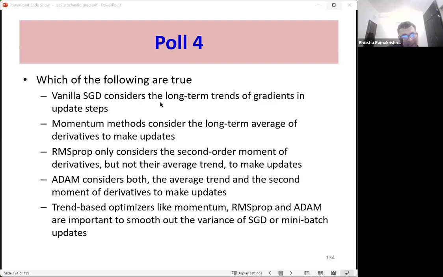So anybody want to tell me? Vanilla SGD considers the long-term trends of gradients, does it? Yes or no? First one, no, right? Momentum considers the long-term average, true or false? RMSProp only considers the second order moment, but not their average trend, true or false? True. Adam considers both, average trend and second moment, true or false? Right? Trend-based optimizers like Momentum, RMSProp, and Adam are important to smooth out the variance of SGD or mini batch updates, true or false? True. Right? All of these are true.